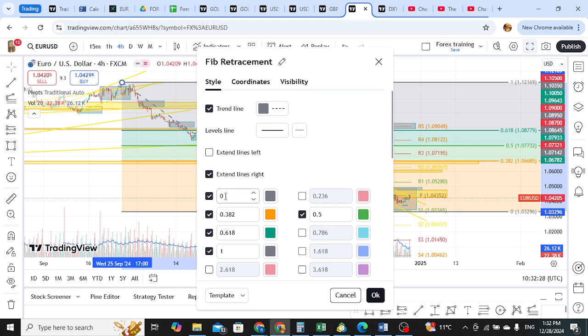So it's the 0 and the 1 on the edges, but the ones that are important are the following: 0.382, 0.5, and 0.618. Those are the levels that I use.